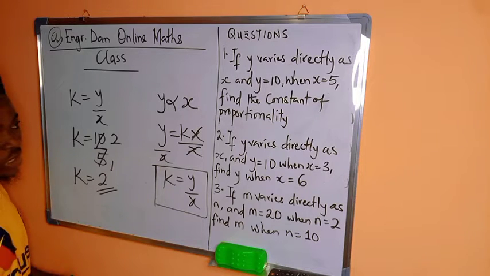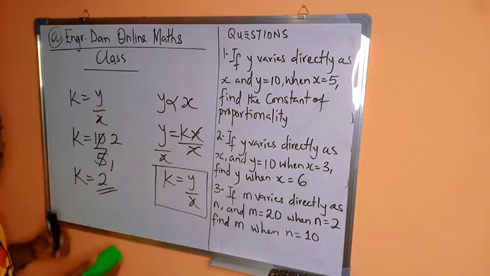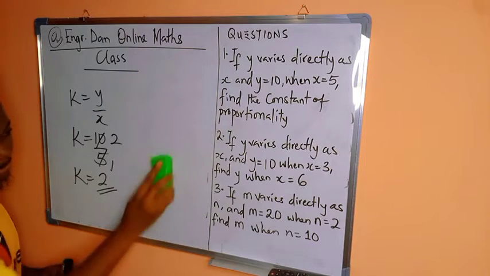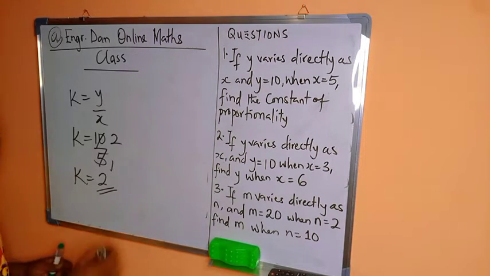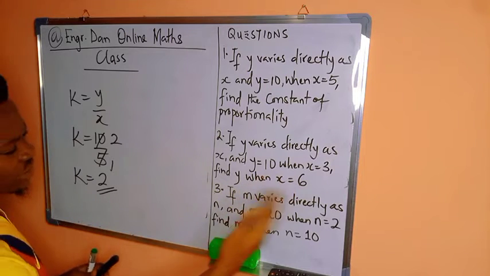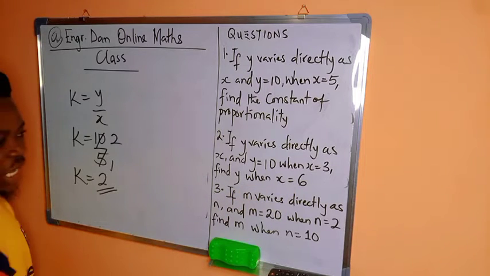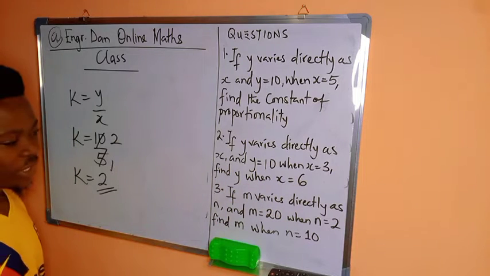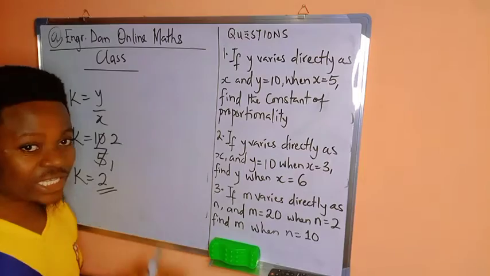Very simple. Okay, let's look at the next question. Here, you see, if y varies directly as x, y is 10 when x is 3. Find y when x is 6.